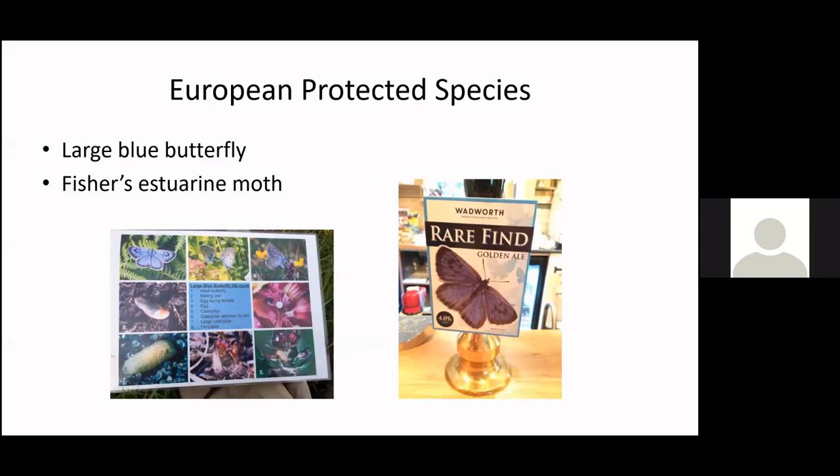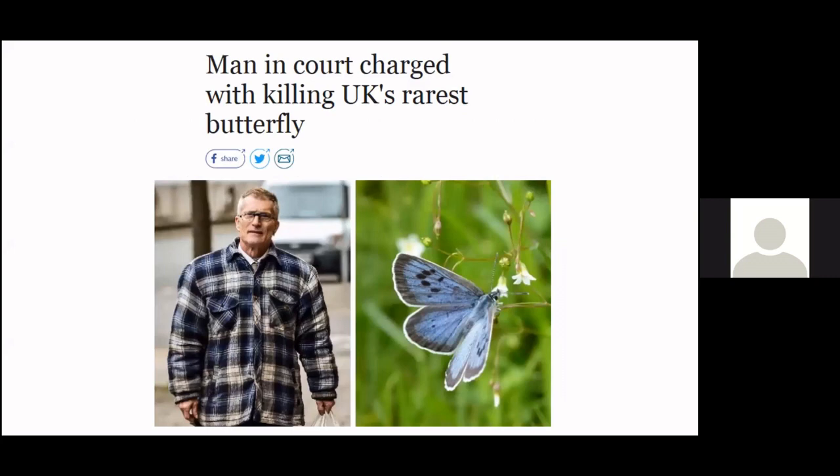There are a few European protected species we need to be aware of. The large blue butterfly being one of them. Fisher's estuarine moth, and then one that's escaped the slide, one of the ram's horn snails. And quite recently, there was a chap who was charged in court with capturing and collecting and killing large blues from one of the Cotswold sites.